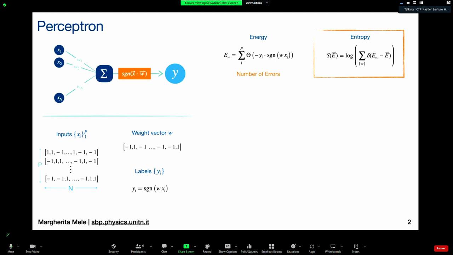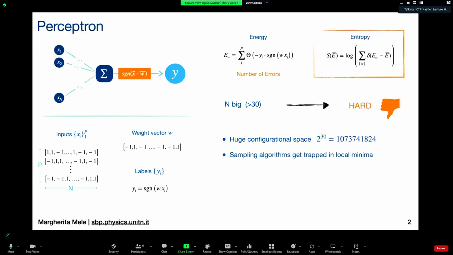But estimating it, unfortunately, is very hard when the size of the network is big. This is related to the fact that the number of configurations scales with 2 to the power of n, and also because the usual sampling algorithm gets trapped in local minima, preventing an exhaustive, or sort of exhaustive, exploration of the configurational space.